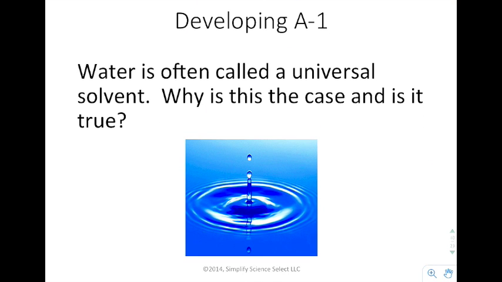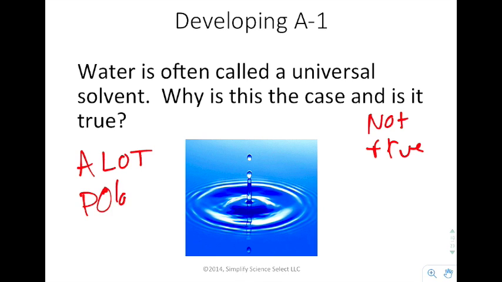Water is often called the universal solvent. Why is this the case, and why is it true? It's one of those things that should be not true, because the thing about water is water will dissolve a lot of things. Anything that is polar or ionic will be dissolved by water. And that's a lot of stuff. Even things that are slightly polar. If it's slightly polar, water will dissolve it. So that's the reason why water is considered to be the universal solvent, because it can dissolve so many things.